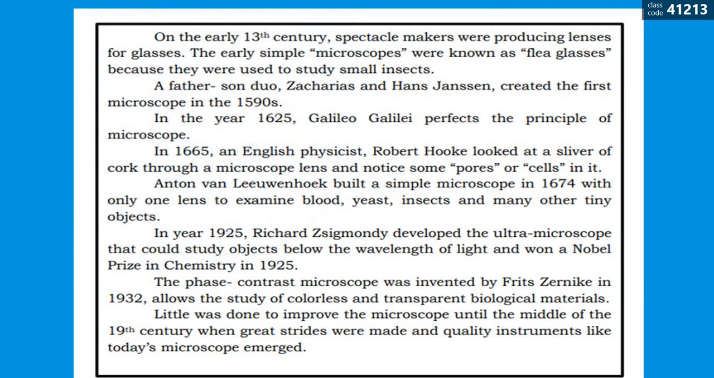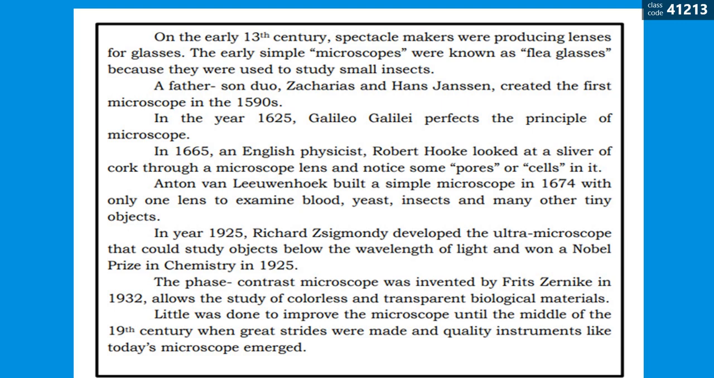So before we proceed, let me read this to you. In the early 13th century, spectacle makers were producing lenses for glasses. The early simple microscopes were known as flea glasses because they were used to study small insects. A father-son duo, Zacharias and Hans Janssen, created the first microscope in the 1590s. In the year 1625, Galileo Galilei perfected the principle of the microscope.